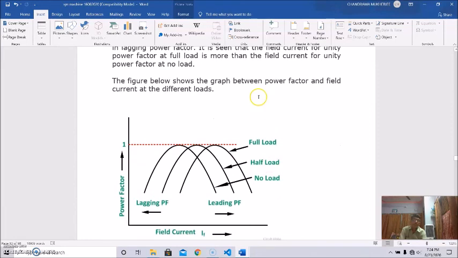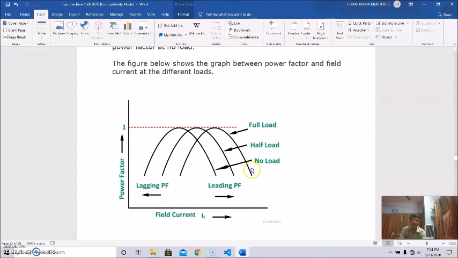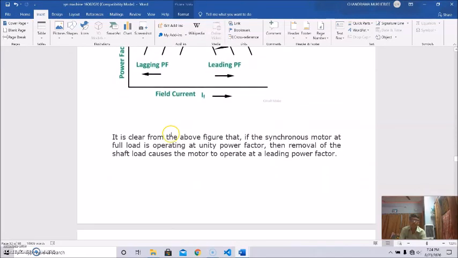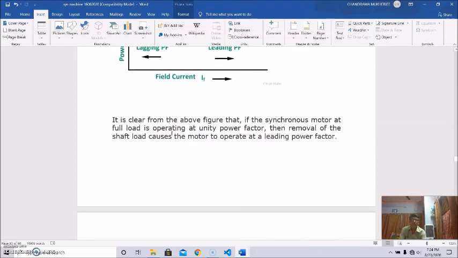This is the figure between the power factor and the field current at defined loads, that is at no load, half load and full load. This is the leading power factor region, this is the lagging power factor region, this is power factor, and this is field current. This is unity power factor. It is clear from this discussion that if the synchronous motor at full load is operating at unity power factor, then removal of the shaft load causes the motor to operate at a leading power factor.